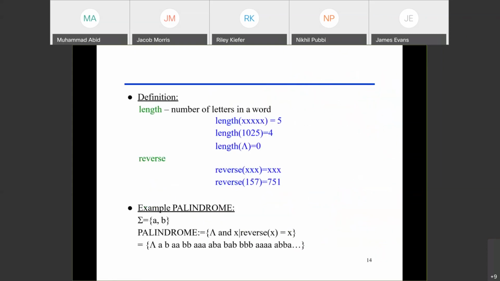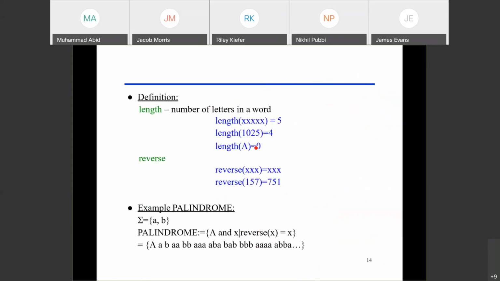So number of letters in a word. Length is a function, you already saw that in different languages. You might have seen this in Python, in C++, in C, everywhere. So this will count how many letters you have. It is five. Now if you count 1025, it will be four letters.